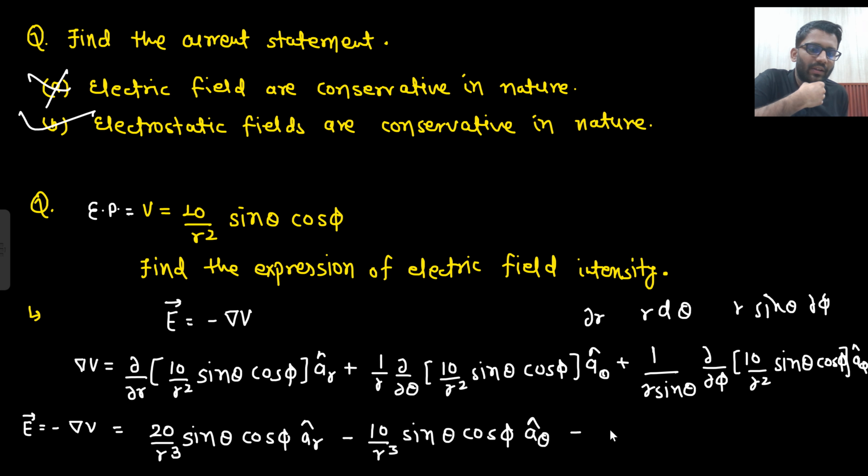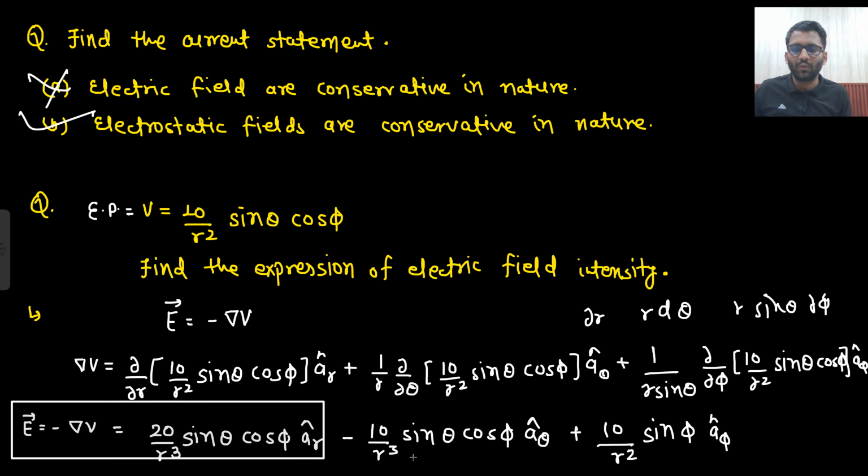and here what you are going to get? What is the differentiation of cos phi? Differentiation of cos phi is minus sin phi. So one minus sign is coming because of this, another minus sign is coming because of this. So this will become positive. So tan by r square sin theta, and then sin theta will also come outward. So that will get cancelled. So tan by r square, and differentiation of cos phi is sin phi a_phi cap. So this final answer is not important.